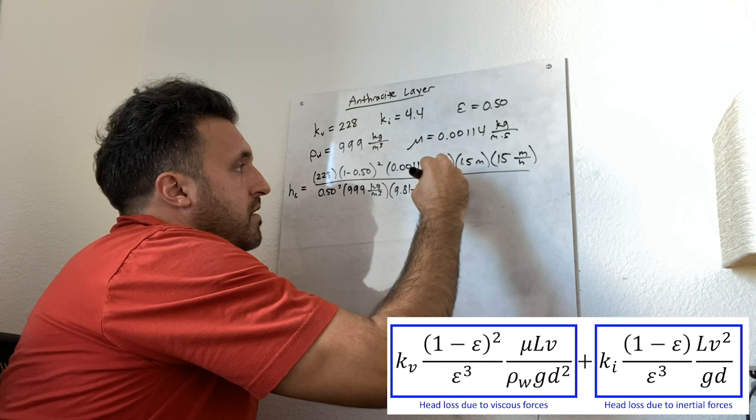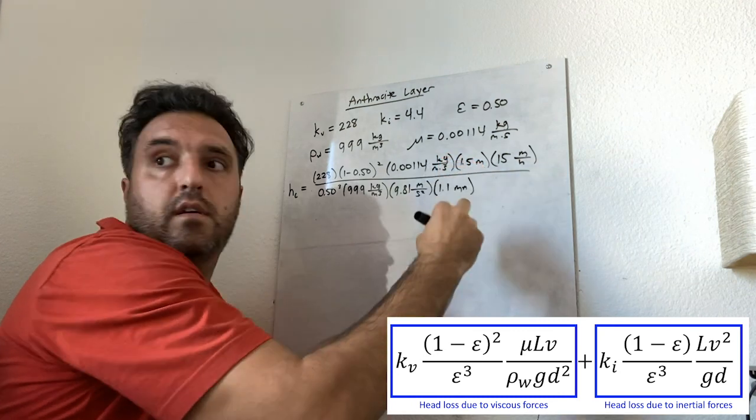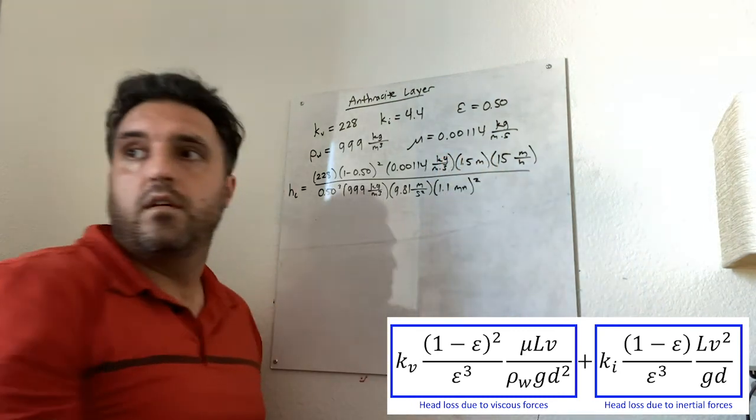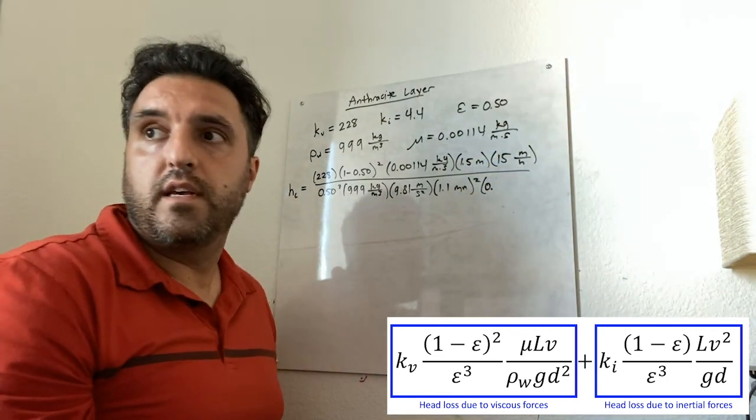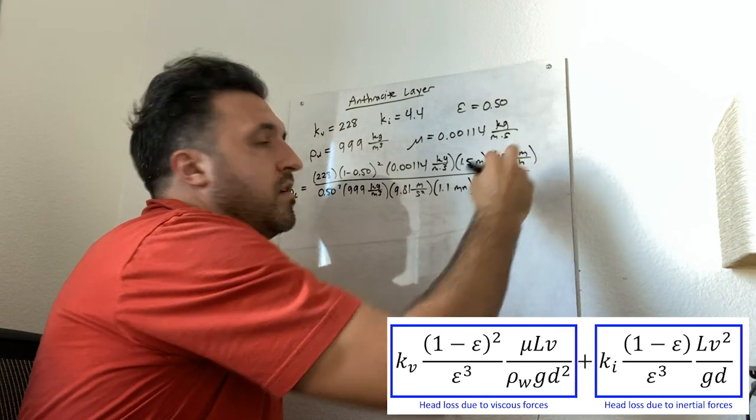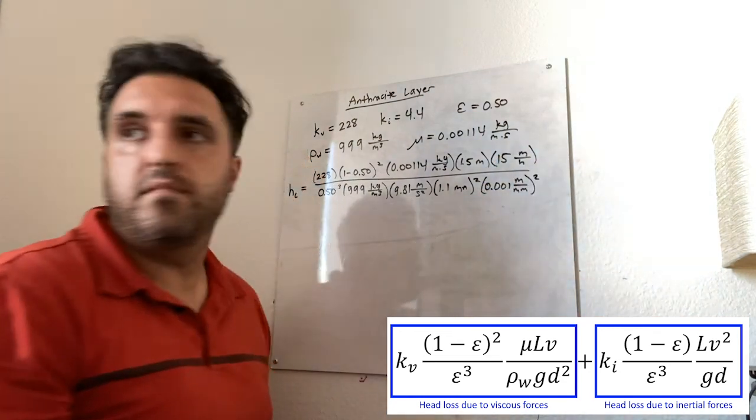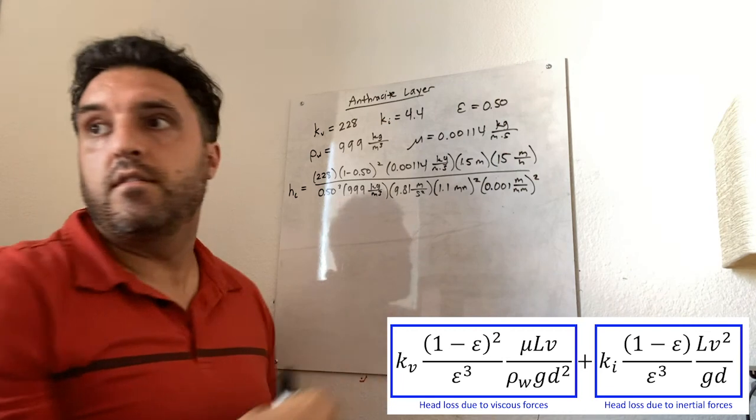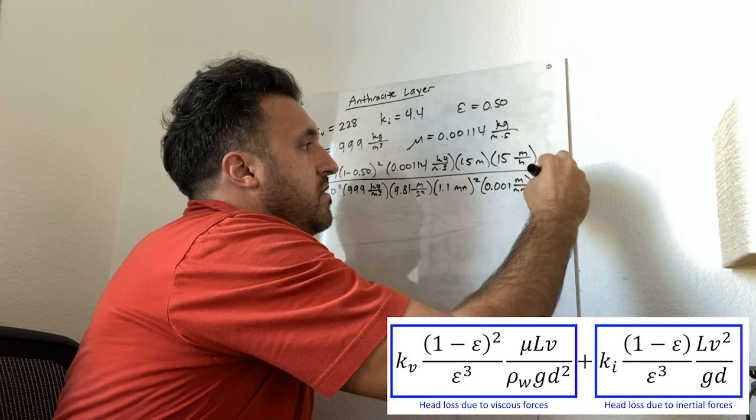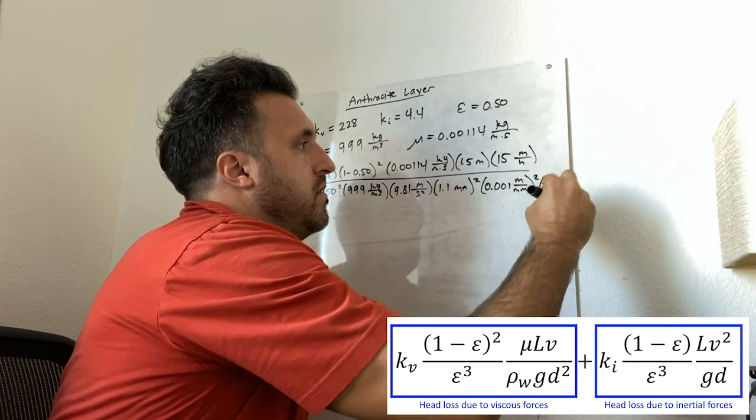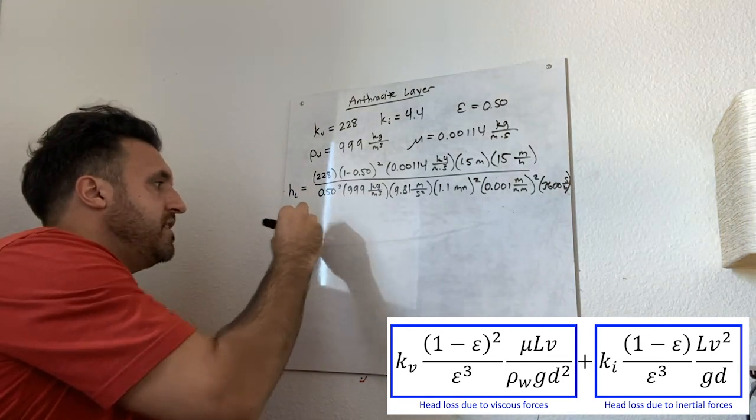times our diameter, 1.1 millimeters. That's going to be squared. We need to convert millimeters to meters, so 0.001, and that's meters per millimeter. That also needs to be squared, and then we need a conversion from seconds to hours, so that's 3,600 seconds to hours. Alright, so that's the first term in the equation, the viscous forces.